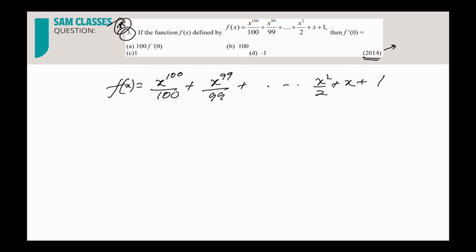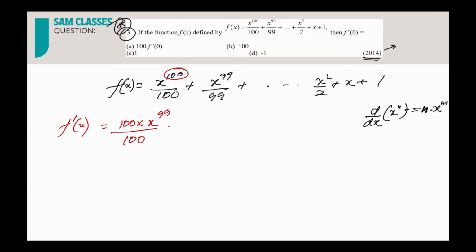Now, you should remember the differentiation d by dx of x power n, what is the formula? N into x power n minus 1, correct? If you remember, n into x power n minus 1. So the moment I differentiate this, I'll get 100 into x power 99, and I already have 100 in the denominator. So you can understand 99 into x power 98 divided by 99, plus dot dot dot like this. This one will be 2x divided by 2, plus this one will be 1 and this one will be 0, correct?